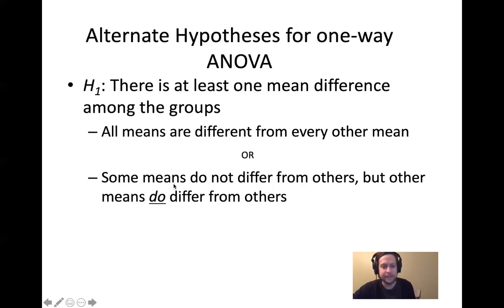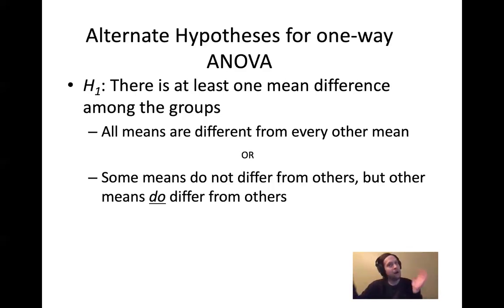These are the two main different scenarios that are consistent with the research hypothesis, but you can break this one down into many, many different sub parts. There are many different variations of this. For instance, mu1 equals mu2, but mu2 does not equal mu3. Or mu1 equals mu2, mu2 equals mu3, but mu1 does not equal mu3. There are many different variations here where some means differ from others, but some means do not differ from others.